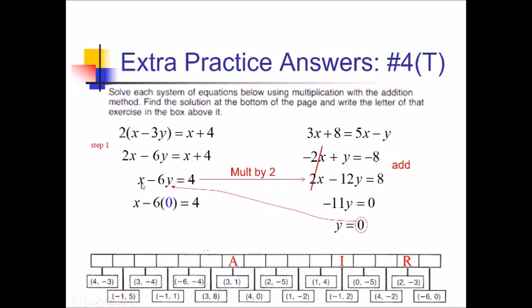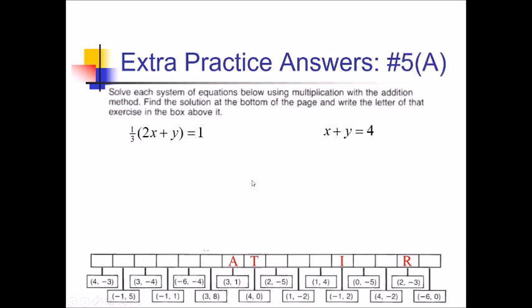So that just leaves me with x on the left side and 4 on the right side, simply saying here that x equals 4. So that's the point (4, 0). (4, 0) is right here, right down here. So this was problem T. I'm putting a T right there.